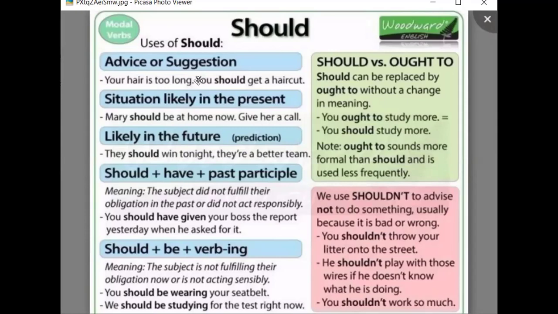Now, uses of should: advice or suggestion. Your hair is too long. You should get a haircut. Situation likely in the present.